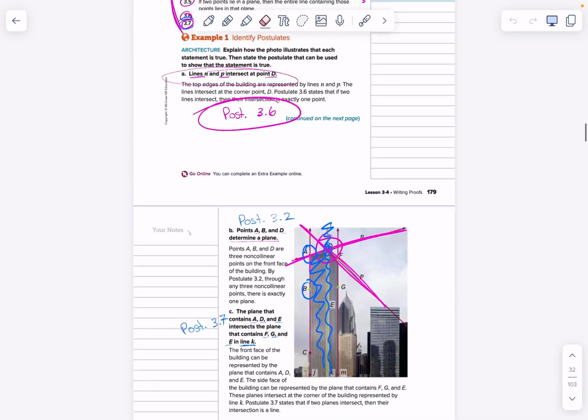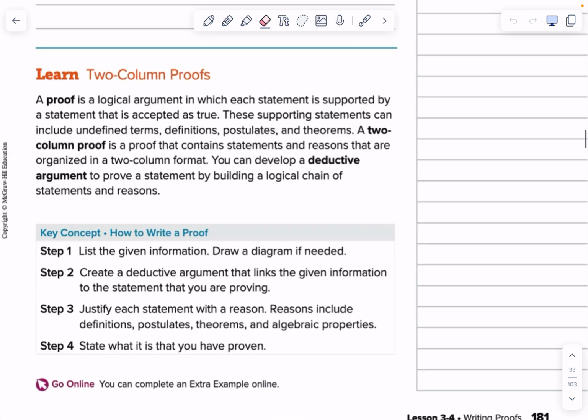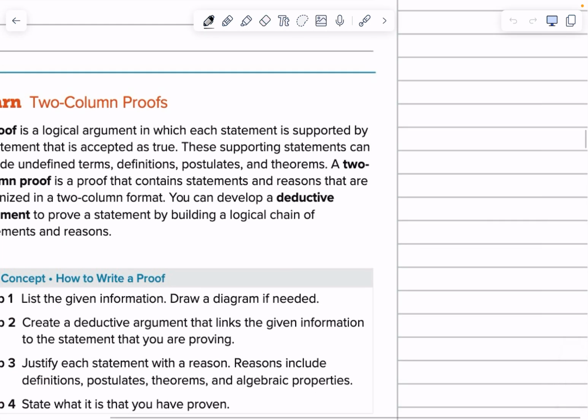Oh, Wyatt, yes. 3-4, writing proofs. We are in the second half of 3-4. Here we go. Bottom of page 181 on the side. We have different types of proofs. Write this down. Proofs. There are different kinds of proofs.